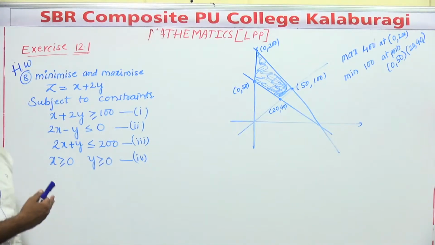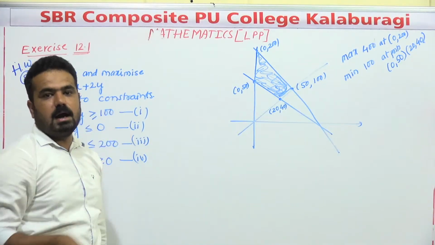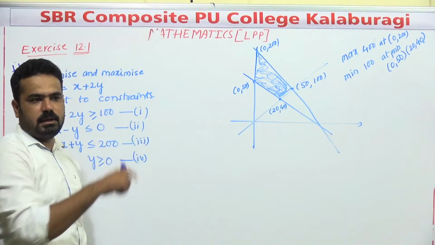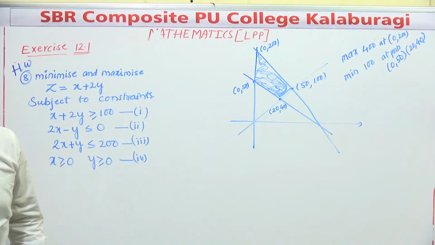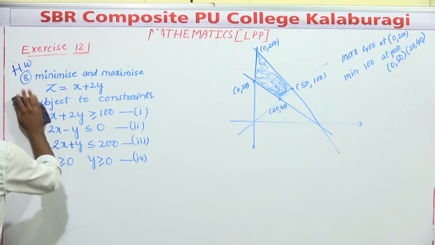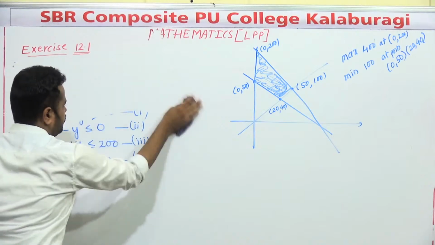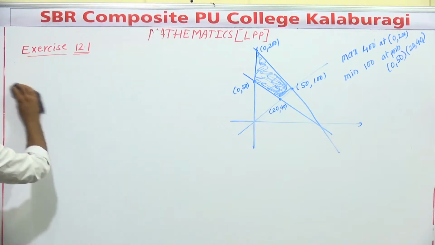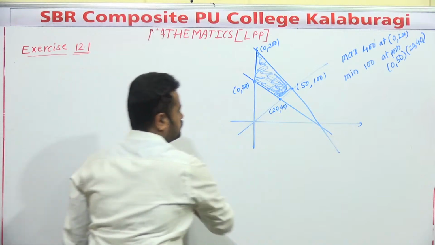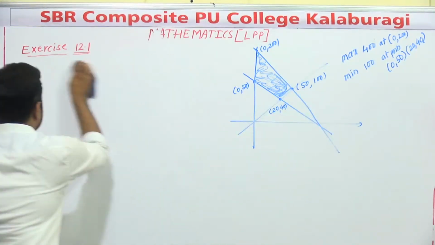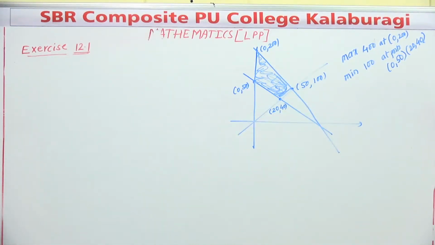Already we have discussed the 9th one in the morning class. That is the unbounded region. Already we have discussed it in the morning class. Now we'll go for the 10th. Question number 10. What's question number 10 here? The last question in this exercise.